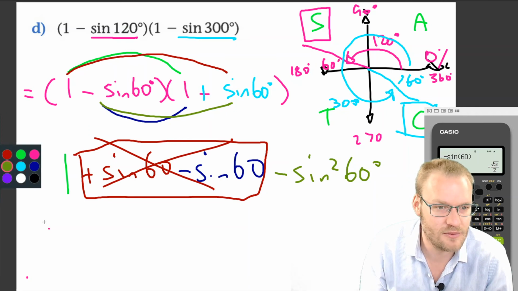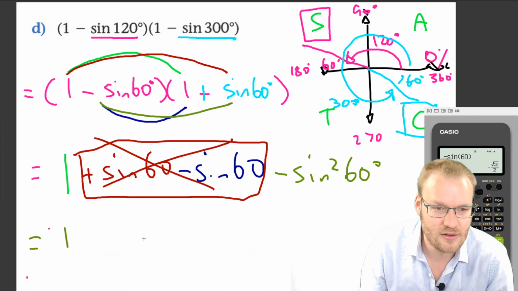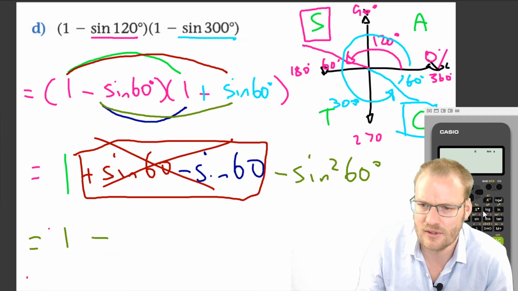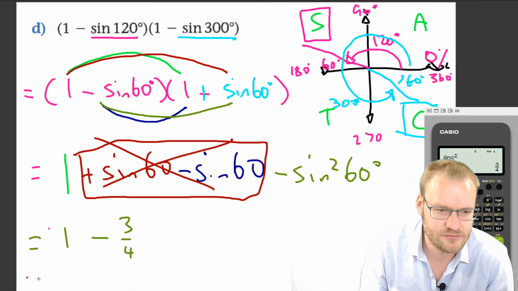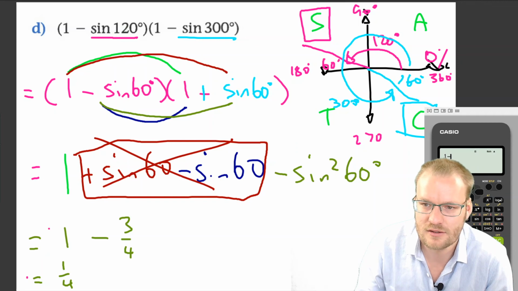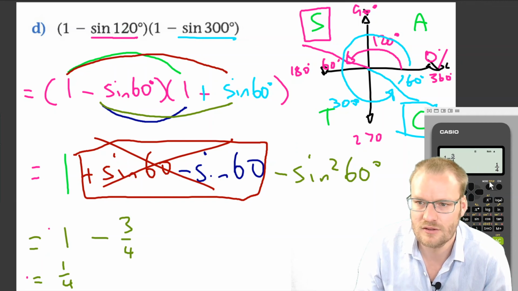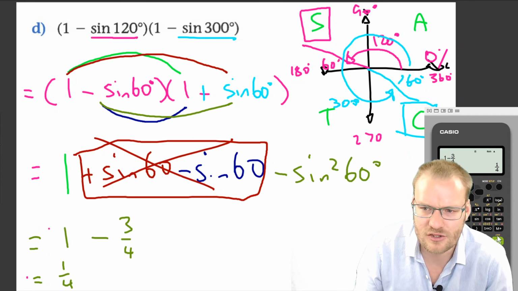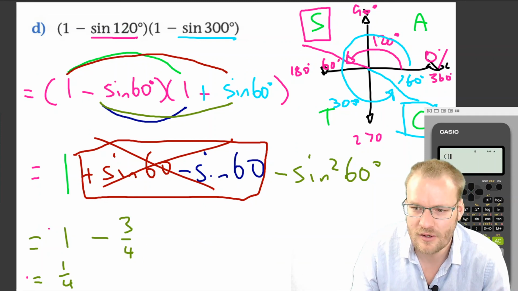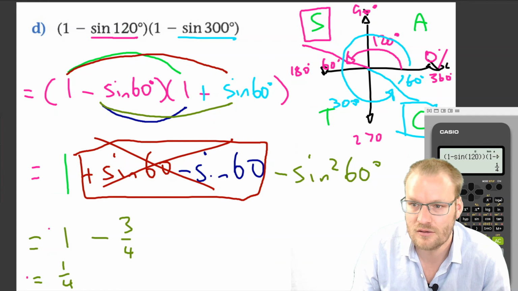So we're left with 1 minus sine squared 60. Well, sine 60 is root 3 over 2, and we're just going to square that. So we get 3/4. 1 minus 3/4 equals a quarter. Okay, and there we are. Let's just maybe check it. We've been checking all of them. 1 minus sine 120, close open. 1 minus sine 300, quarter. Yes.